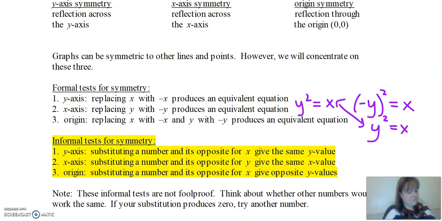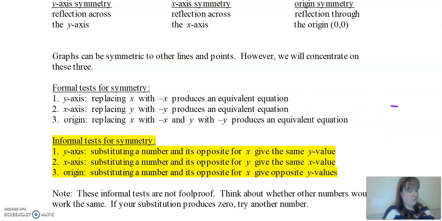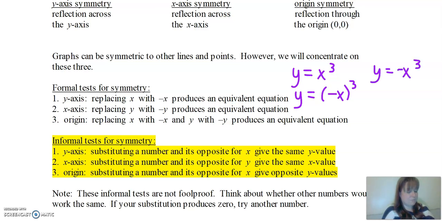Then origin symmetry is if I replace x with negative x, I get out negative y. So I get the opposite out. If I put in the opposite, I get out the opposite. Okay, so this would be like y equals x cubed. Now let's see, if I put in negative x cubed, what happens? Well, when I cube negative 1, which is what is in front of that x, I get out negative 1. So when I simplify this, I get y equals negative x cubed.